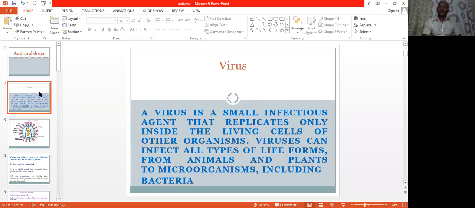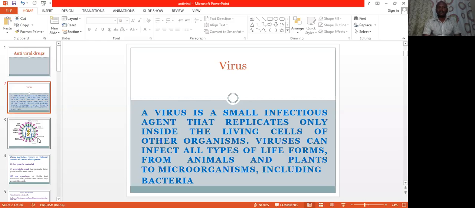And a virus can infect any type. It can infect humans, or it can infect animals, or it can infect bacteria also sometimes, or it can infect even plants also. So a virus is a small infectious agent which causes disease especially in humans, but it can infect others also.